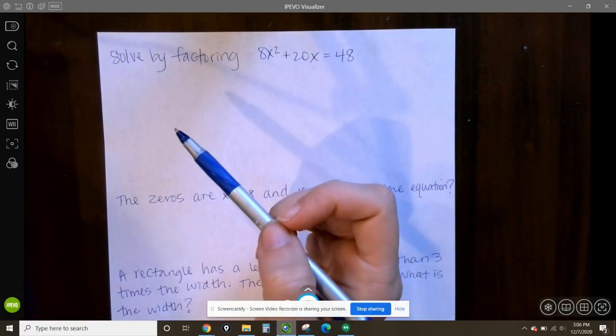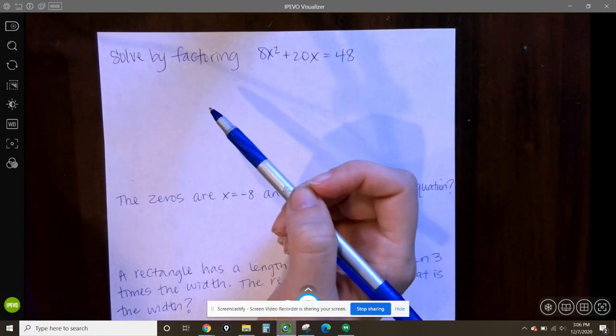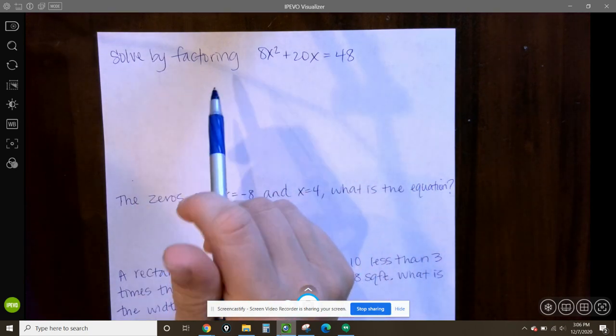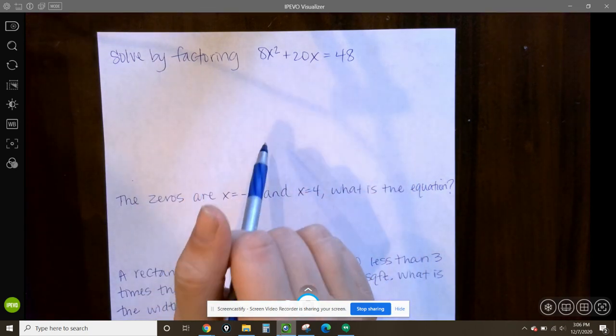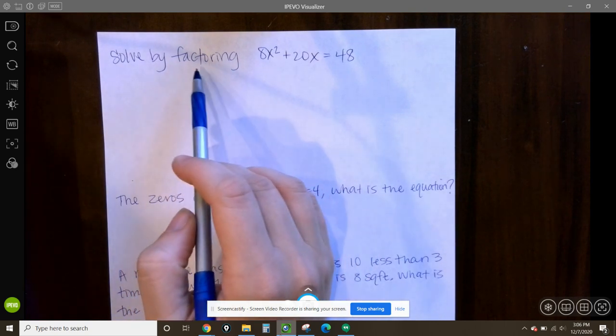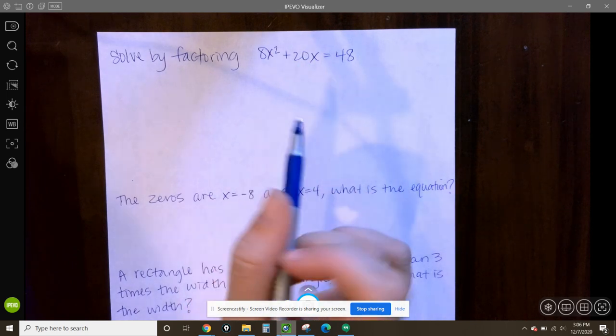Hi there. So here's some of those problems from checkpoint 14. We can just go through them here together. So grab a piece of paper and you can write these down and then use these notes to complete checkpoint 14 again. So one of the problems asks you to solve by factoring this equation right here.